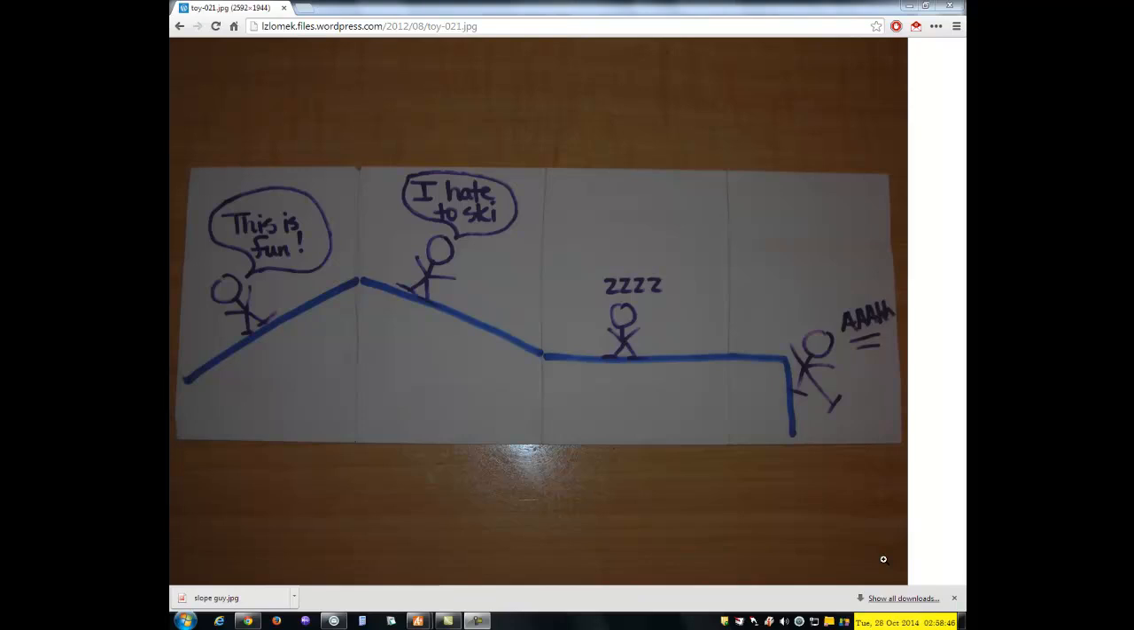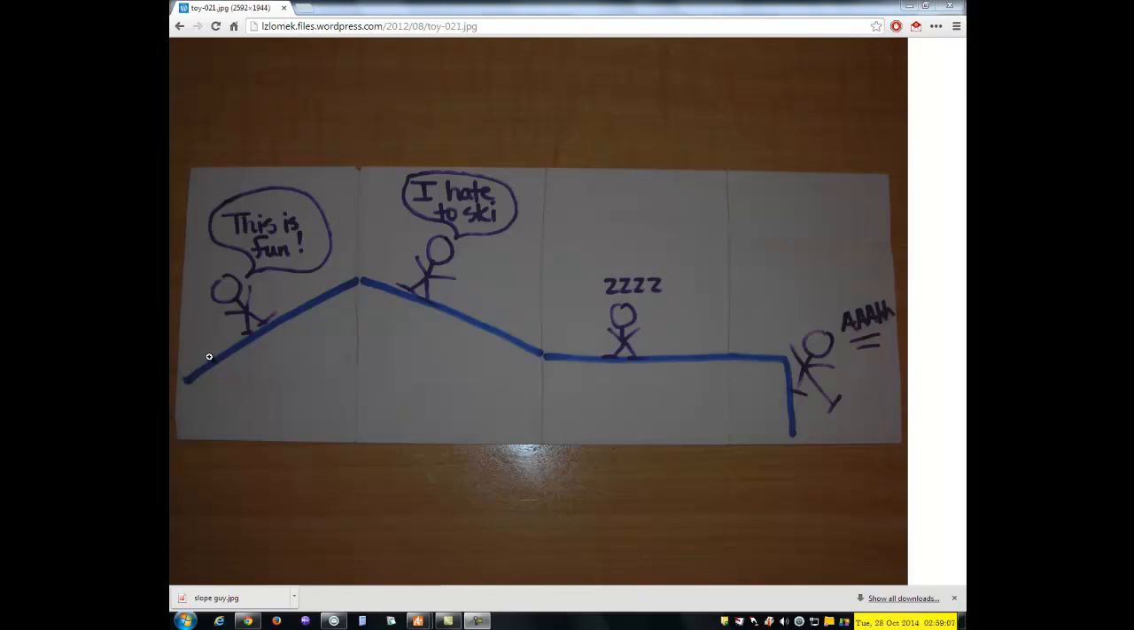Hello everyone, welcome to our unit on slope. And to introduce you to slope, I want to give you an example from life that demonstrates slope. We can compare slope to skiing. Another word for slope would just be the word hill. A slope is like a hill.